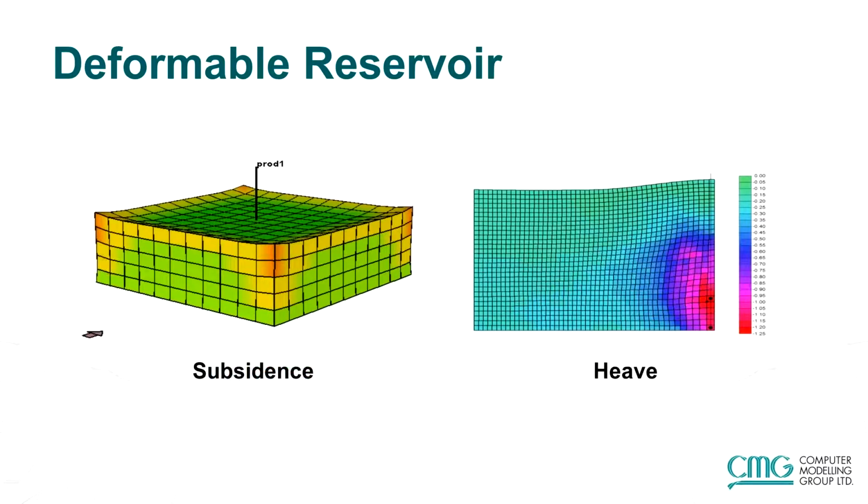Another example of deformable reservoir. On the left side, there is a producer well in a simple reservoir, which causes subsidence of the reservoir, which means the top of the reservoir sinks in. On the right-hand side, we have an example from steam-assisted gravity drainage, where we are injecting steam at a high pressure and temperature. And in this case, you can see that the top of the reservoir is actually rising up, and that's called heaving. And in both these cases, you can see that the grid block shapes have changed with time.